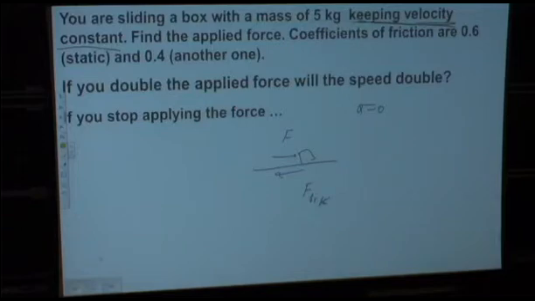So how do we calculate the force of kinetic friction? That's supposed to be the coefficient of kinetic friction times the normal force, which in this situation is equal to mass times gravity, which is 20 newtons. So now, to keep it moving at constant velocity, the applied force also is equal to 20 newtons.